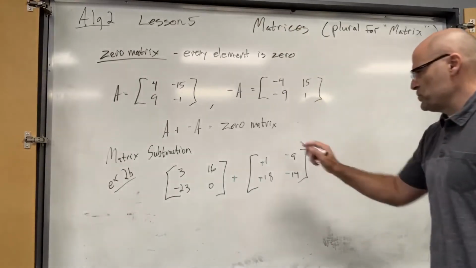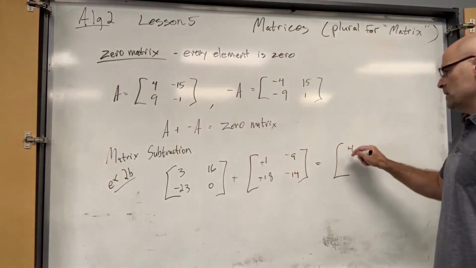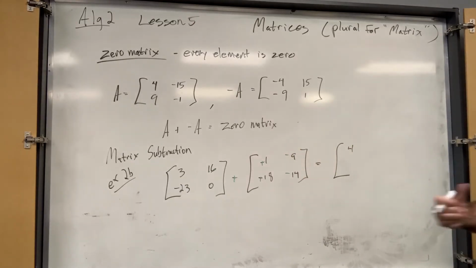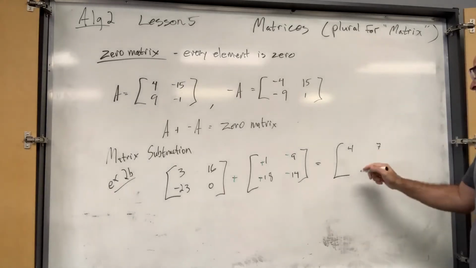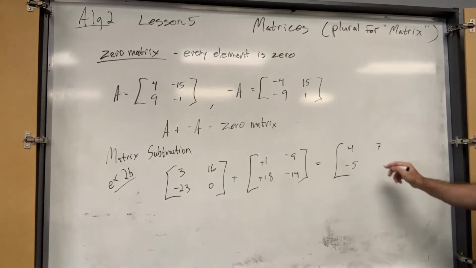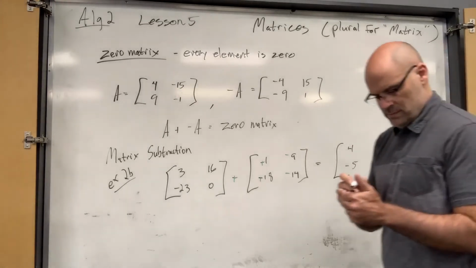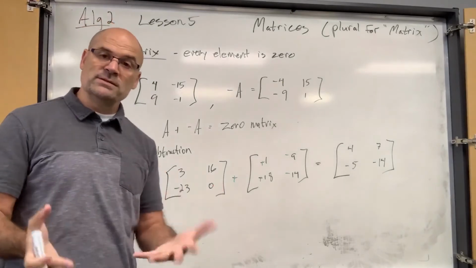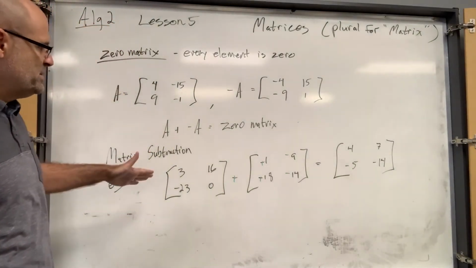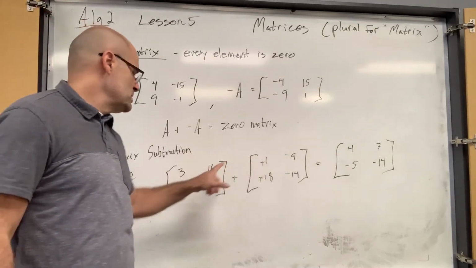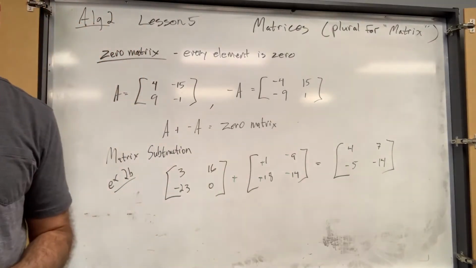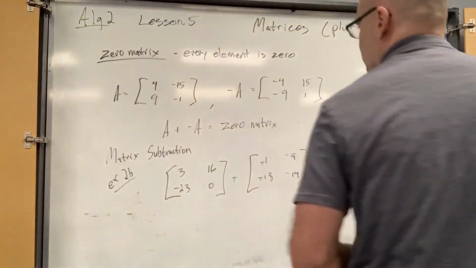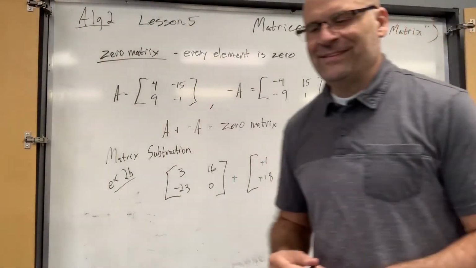Let's do that. So 3 plus 1 is 4. 16 plus negative 9, they fight. You end up with a positive 7. Negative 23 fighting against a positive 18 is negative 5. 0 plus negative 14 is negative 14. Okay? That's not too bad, right? That's basically what we talked about before I started recording, which was matrix addition. You're just adding the corresponding elements of the matrix. All right? Okay, that's good.